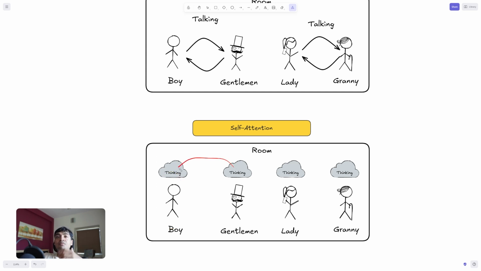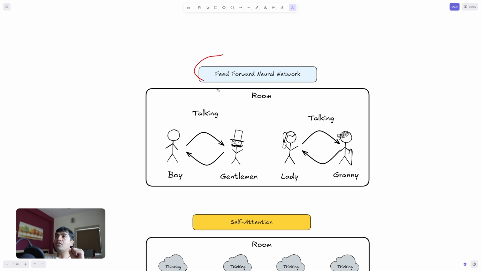And the gentleman can subsequently look at the boy, the lady, the granny, and so on and on. But they are not able to communicate with each other. They can just understand how each of them work and have meaning of why they are here, what they can do, and so on. And that is where the feed forward neural network comes in. The feed forward neural network lets them communicate between each other. This lets them pass information, valuable information that helps us get the answer that we want.